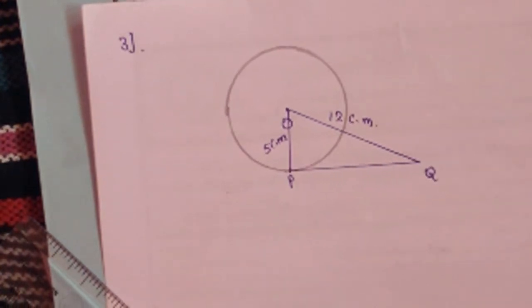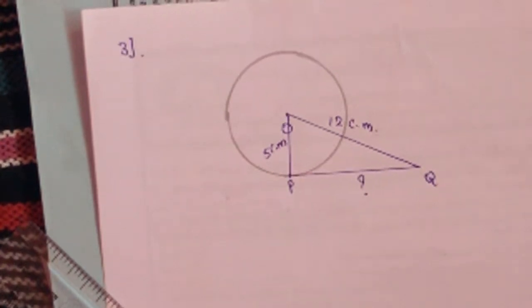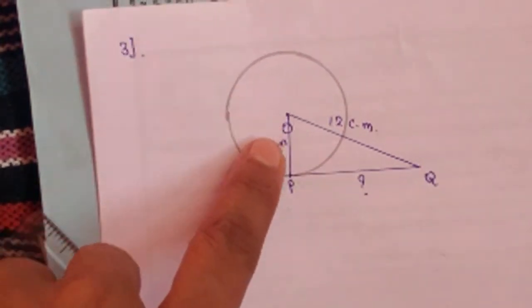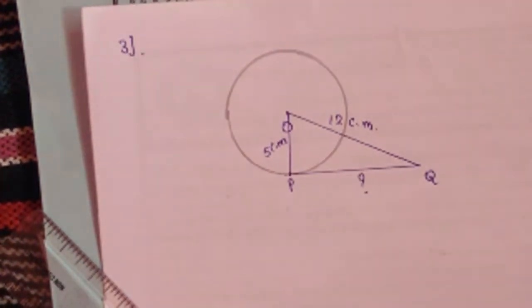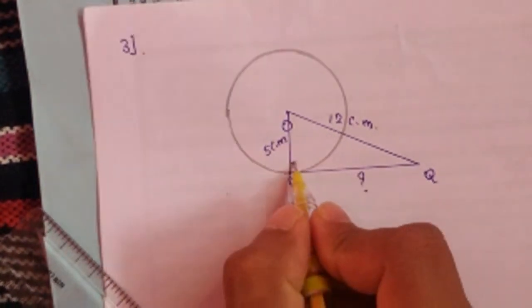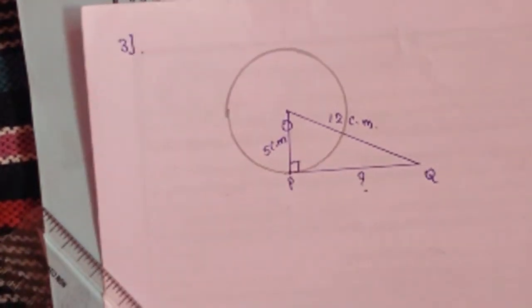Find the length of PQ. We have to find out PQ. We know that in the construction, when we drew the tangents to the circle, we learned that the tangent is perpendicular to the radius. So this angle is equal to 90 degrees. When this angle is 90 degrees, to find the length PQ, we have to use the Pythagoras theorem.